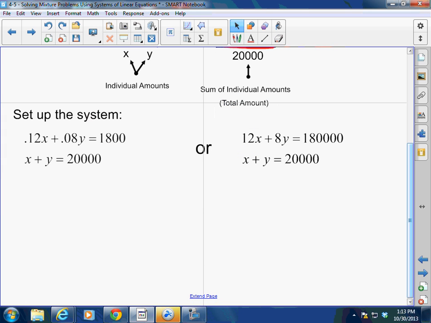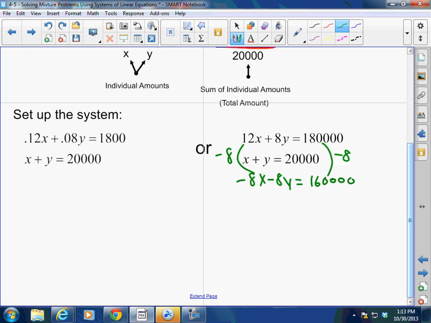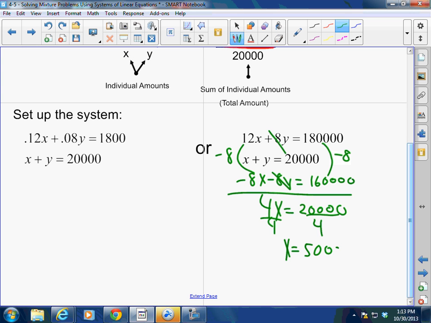All right. So now let's solve it again. I'm going to this time get rid of Y, so I solve for X. So that's negative 8X minus 8Y equals 160,000. That's 4X equals 20,000. Right? My numbers are right. And divide by 4. So X equals $5,000. So when I plug it in, Y is going to be $15,000.